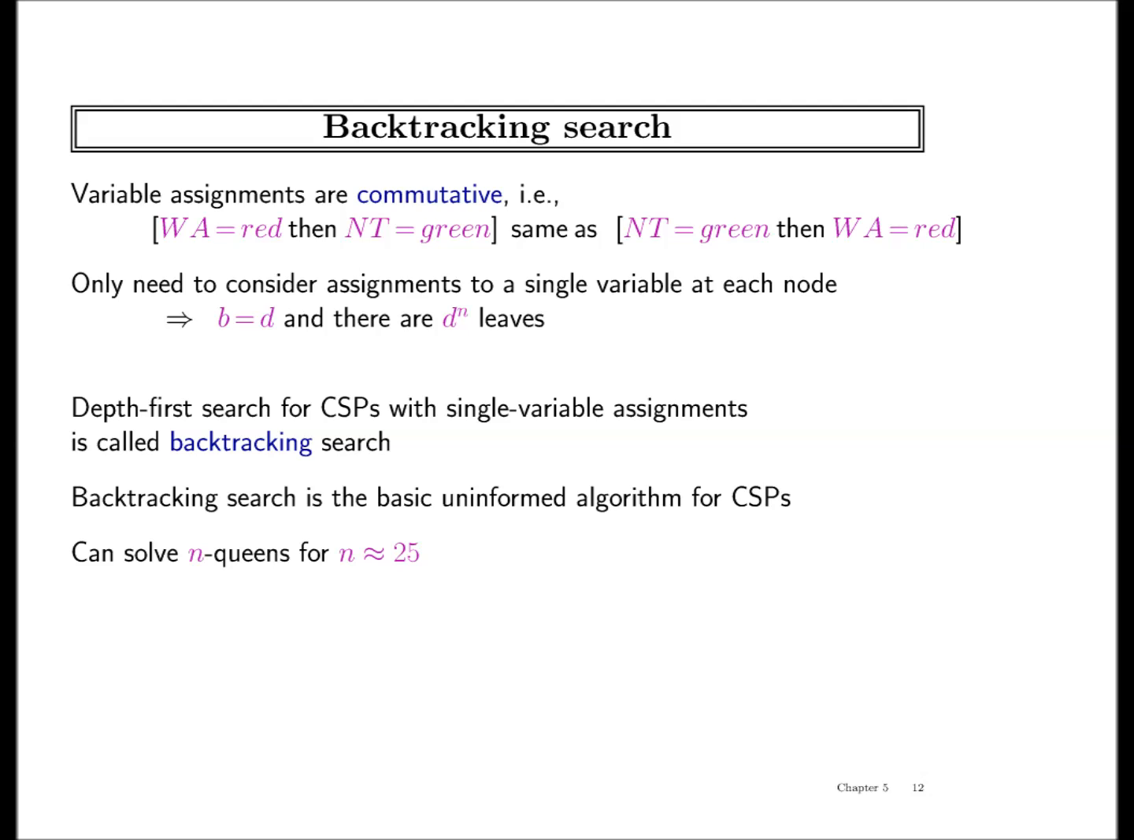Here's the logic. Variable assignments are commutative. So if I did WA equal to red first and then NT equal to green, that's the same as doing NT equal to green first and then WA equal to red. So let's pick the order. That gives us D to the power n leaves. And so depth first search with CSPs with single variable assignments is called backtracking search. It is the first basic uninformed algorithm for CSPs.